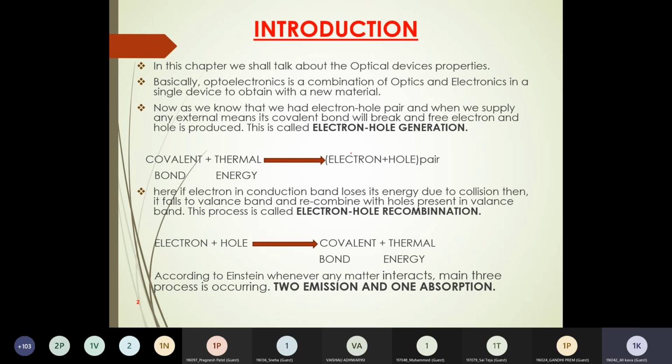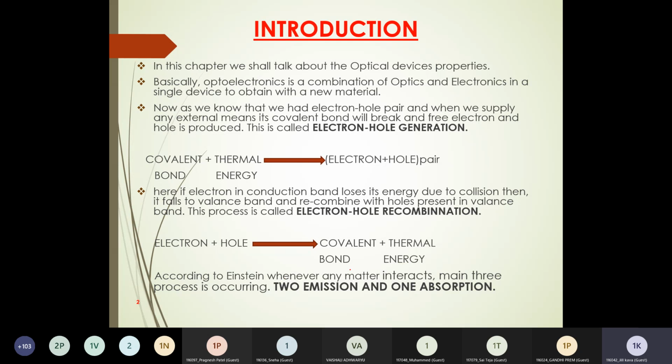So today I'm going to learn the introduction and the absorption and emission phenomena. To understand emission and absorption, first we have to learn some basic things, that is electron hole generation and electron hole recombination. Electron hole generation is when we supply external energy, the covalent bond will break and an electron hole pair will generate. Electron hole recombination is when an electron in the conduction band loses its energy, comes to the valence band and recombines with a hole. In this process thermal energy is released.